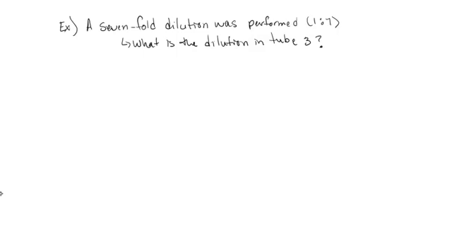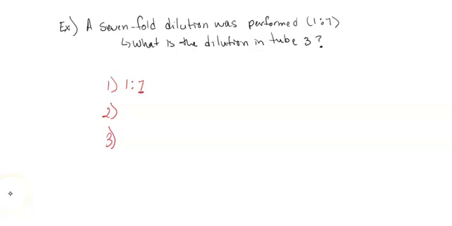So in this particular question, a 7-fold dilution was performed, so a 1 to 7 dilution was performed. What is the dilution in tube 3? So again, this is one where you're going to set up your tubes, and I just list mine in order vertically. And our first tube is going to start out with our original dilution, so our 7-fold or 1 to 7. So the first thing we're going to try to figure out is what's our dilution factor. Our dilution factor will be 7.